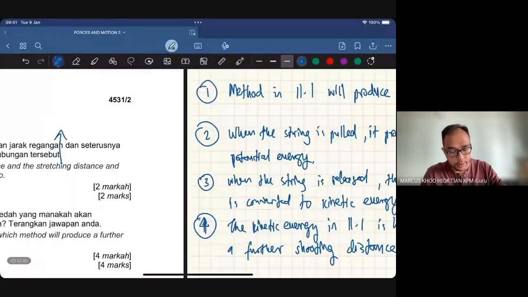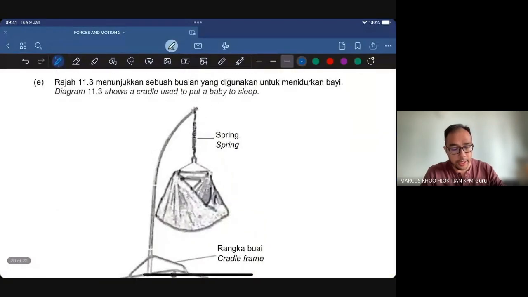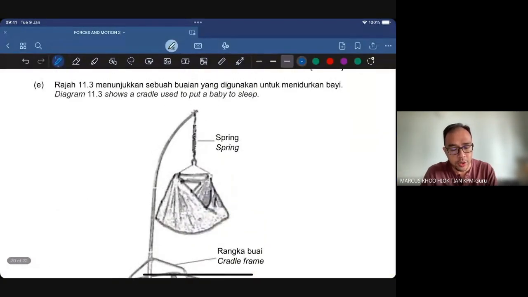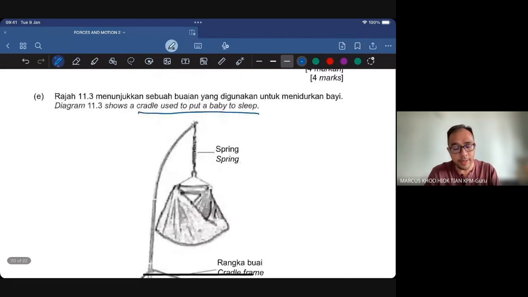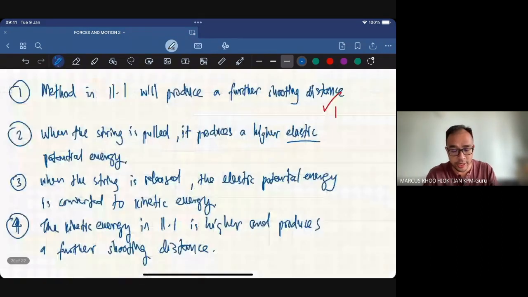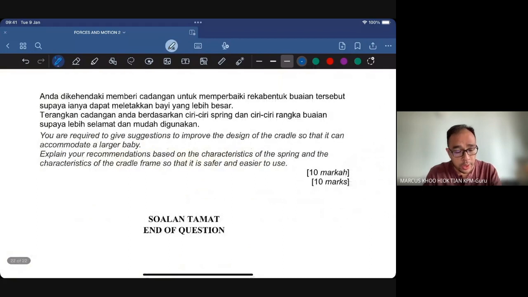Oh, sorry. Hold on. Diagram 11.3 shows a cradle used to put a baby to sleep. Oh no, spring again. Never mind, same thing. Cradle to put baby to sleep. I think this is a very, very standard question. But take a look. You are required to give suggestions to improve the design of the cradle so that it can accommodate a larger baby. Same as the question just now.